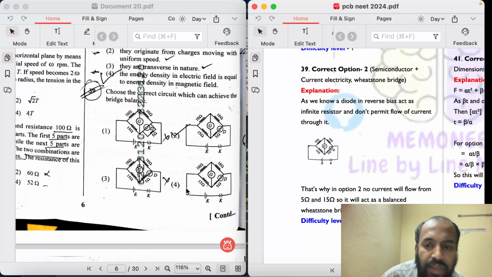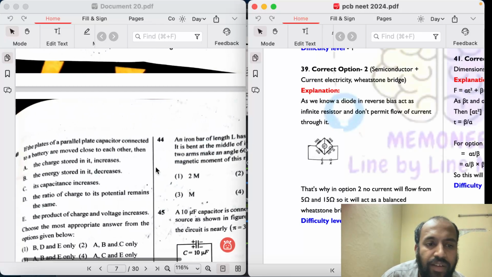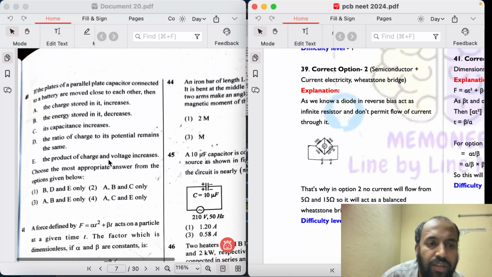So that's why we can consider that option 2 is the right answer. Let's go to the next question, again theoretical. If the plates of a parallel plate capacitor connected to a battery are moved close to each other.